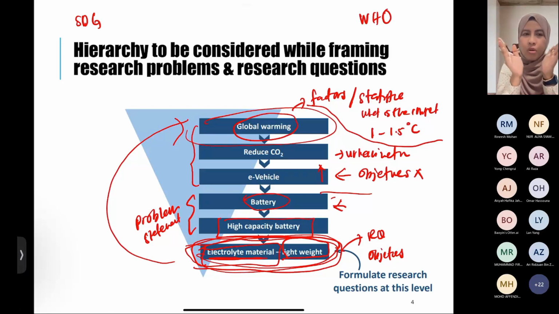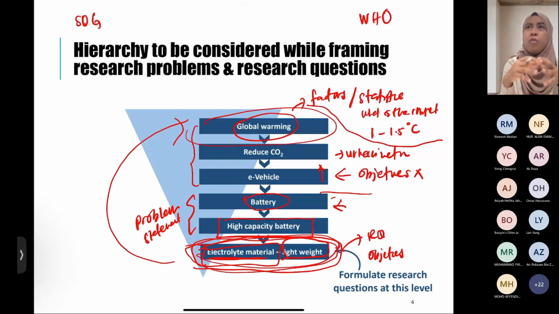We need our research problem and research objective to be specific so that we know that this is our scope. Our scope is on developing the material, the good material for the e-vehicle battery. You are not developing the vehicle, you are not developing the battery, you just develop a component of the battery that is very, very important. So adjusting the electrolyte material, changing the electrolyte material or proposing the new electrolyte material is a novel thing. It's a new thing that need to be addressed.